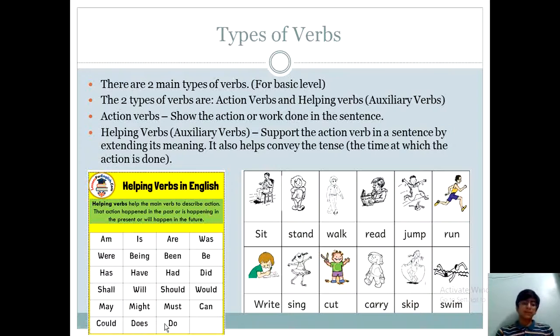Here are some examples of helping verbs: am, is, are, was, were, being, etc. And these are some action verbs which show some action. For example, sit. In this, the boy is sitting, which means he is doing some action, and so it is an action verb. Here, the boy is carrying, so that also becomes an action verb.